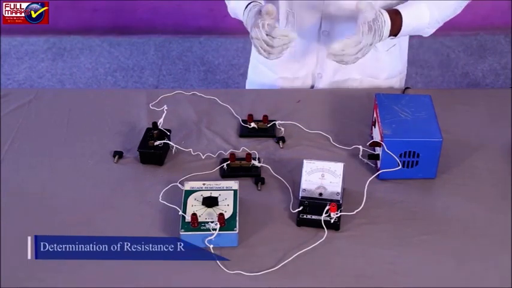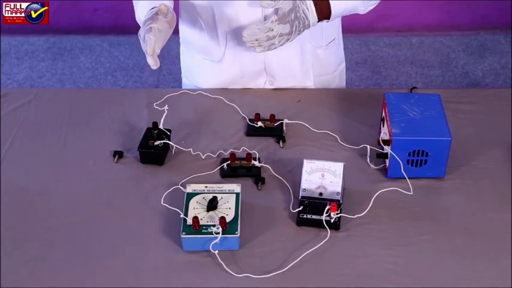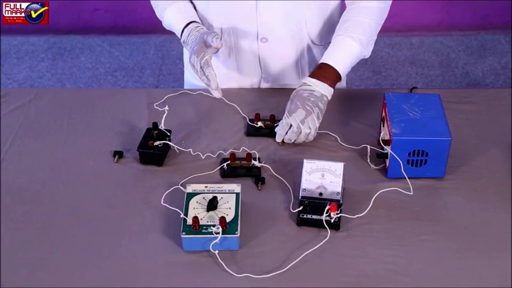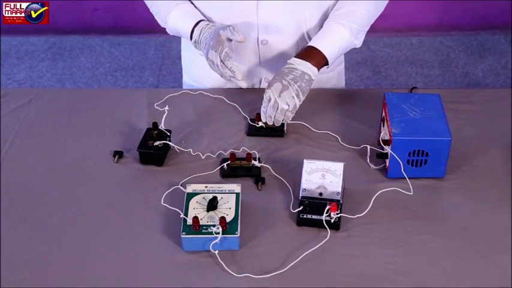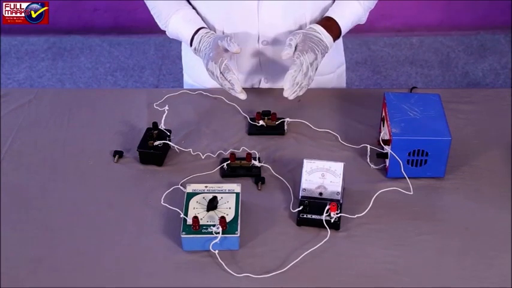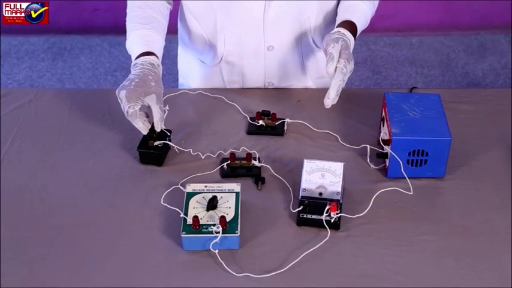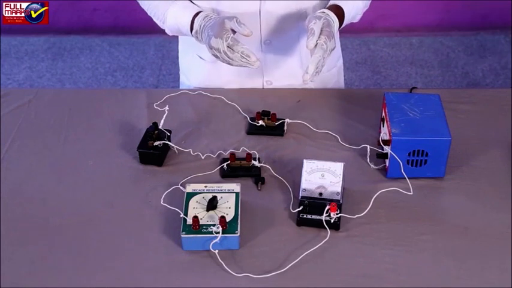Determination of resistance R. Introduce a high resistance, that is 3000 ohm, from a resistance box R and close the key K1 only. Adjust the resistance from R till you get the full scale deflection on the galvanometer. At this stage, note the deflection angle theta and corresponding resistance R.